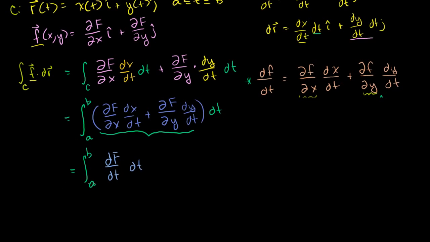And how do you evaluate, let me write the dt in green. How do you evaluate something like this? And I just want to make a point. This is just from the multivariable chain rule. And how do you evaluate a definite integral like this?